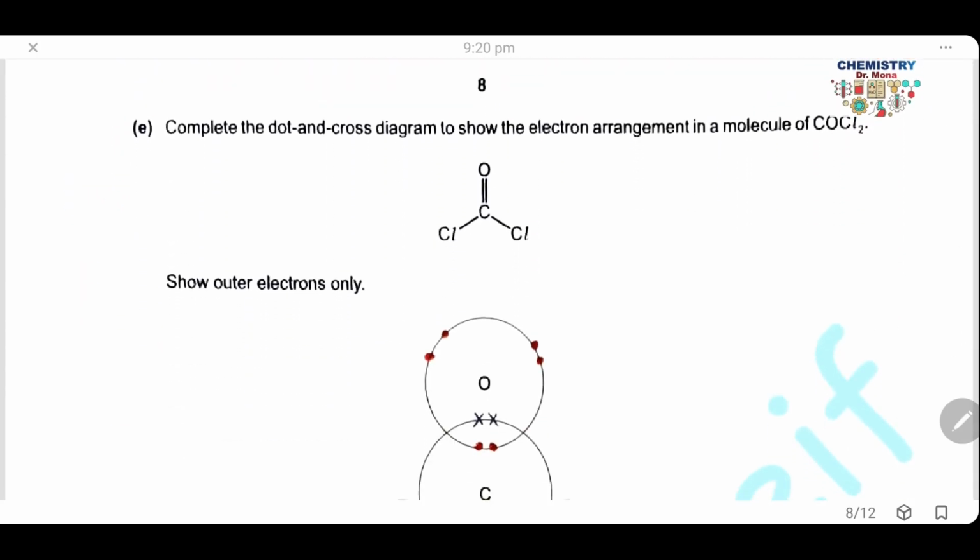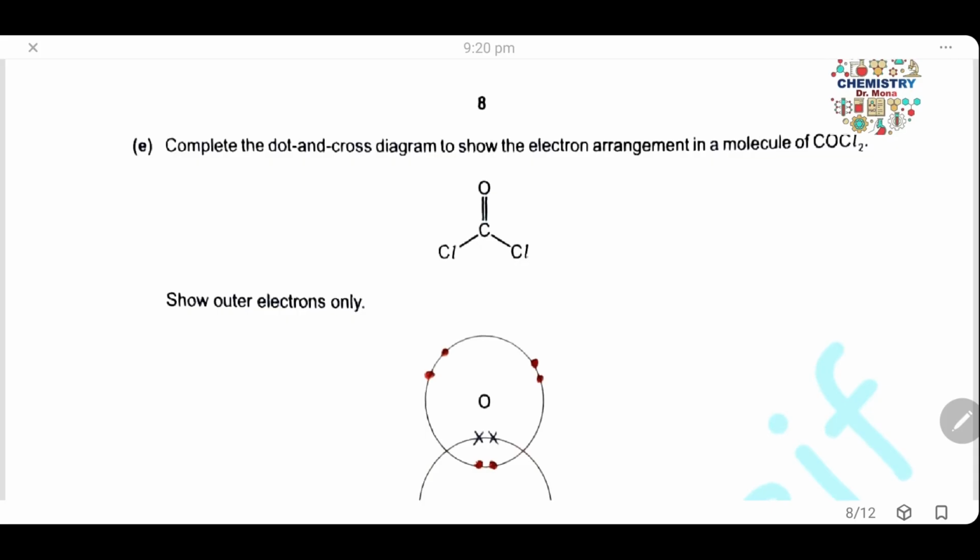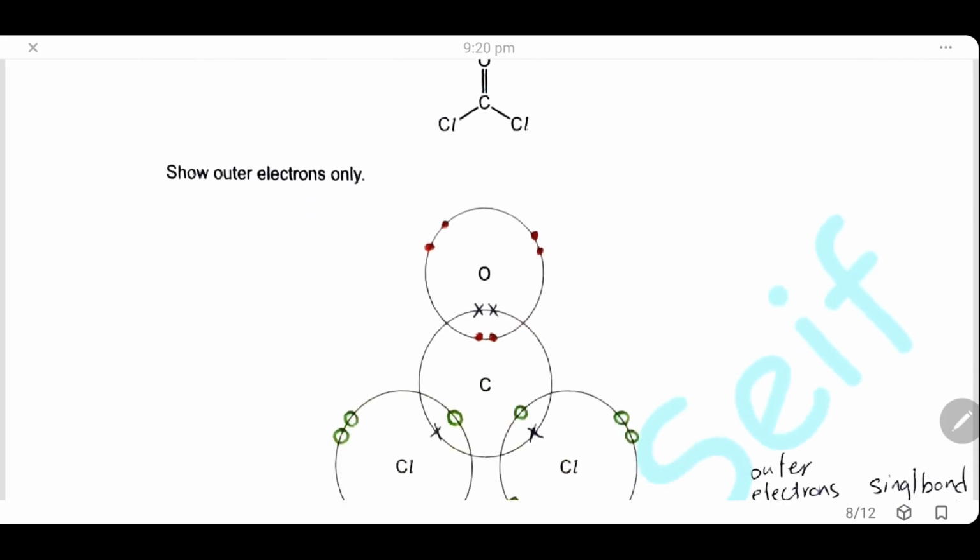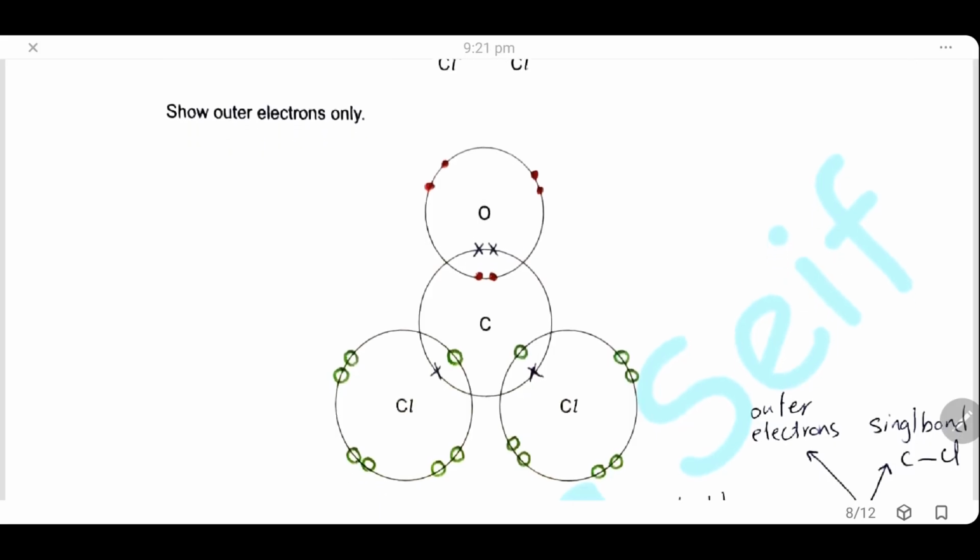Question E. Complete the dot and cross diagram to show the electron arrangement in a molecule of phosgene, showing the outer electrons only. Here, these circles are already drawn for you. You will calculate the number of outer electrons. In case of oxygen, we have 6 electrons, and it is forming a double bond with carbon, so we have to write 2 electrons shared between oxygen and carbon.